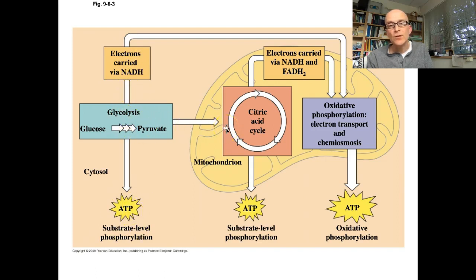Pyruvate goes into the mitochondrion. Here is where the citric acid cycle occurs. More electron carriers are produced, and then those, together with these electron carriers, are fed into what we're discussing today, the oxidative phosphorylation steps, electron transport chain, and chemiosmosis. And then that produces a huge amount of ATP, and that is called oxidative phosphorylation. This whole process is called oxidative phosphorylation.